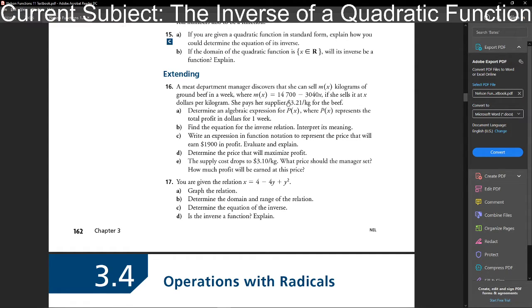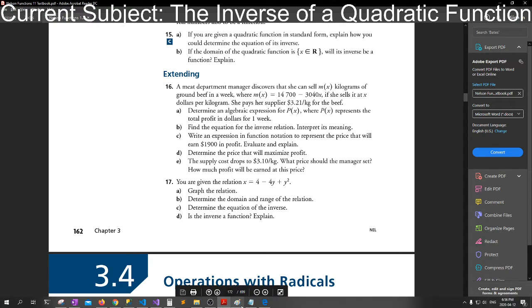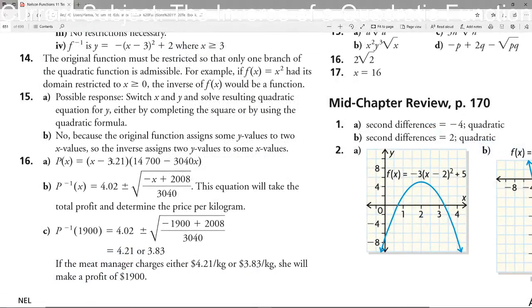Okay, this still doesn't make sense to me. How? Okay, she pays her suppliers $3.21 per kilogram for the beef. So X is units here. So shouldn't this be 321X? Why are we doing X minus?